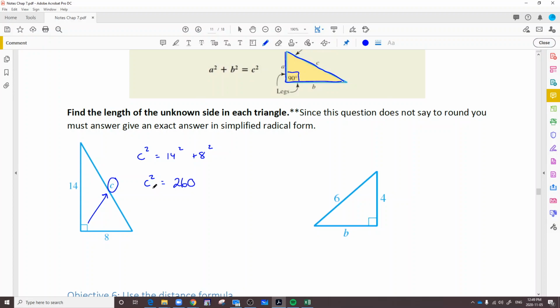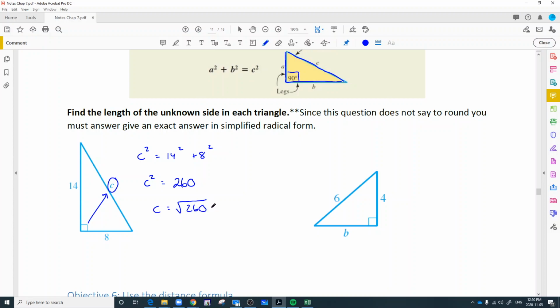So now to solve for C, you're going to be taking the square root. Now we're going to be learning in a little bit that when you take a square root, you should give two answers, but this is always going to be a positive answer. So to solve for C, we're going to do the opposite of squaring, which is the square root. So we're going to take the square root of 260.